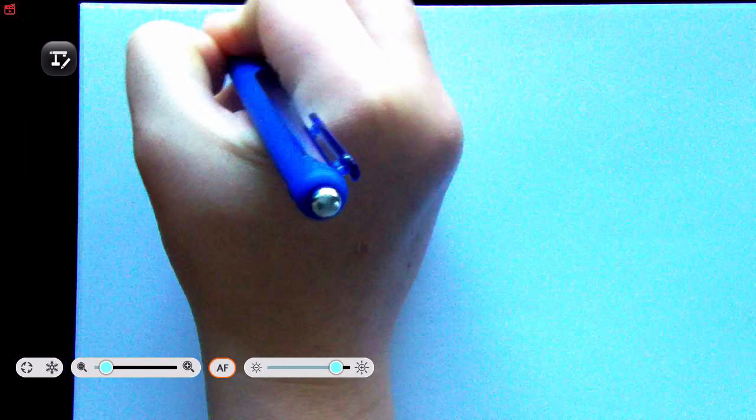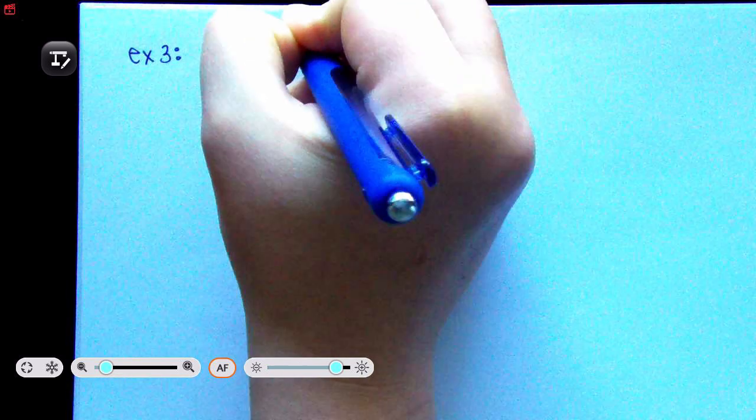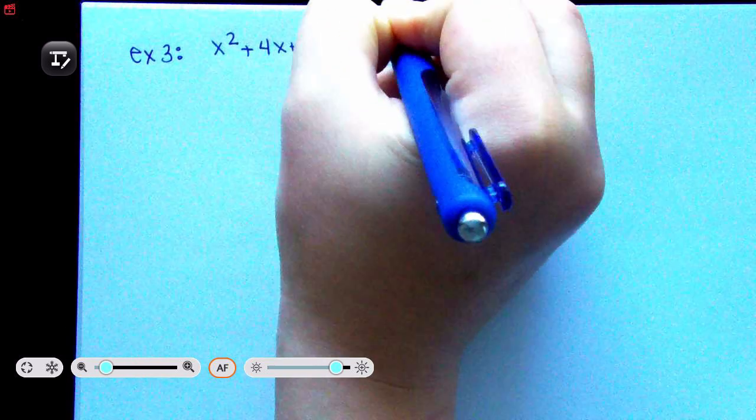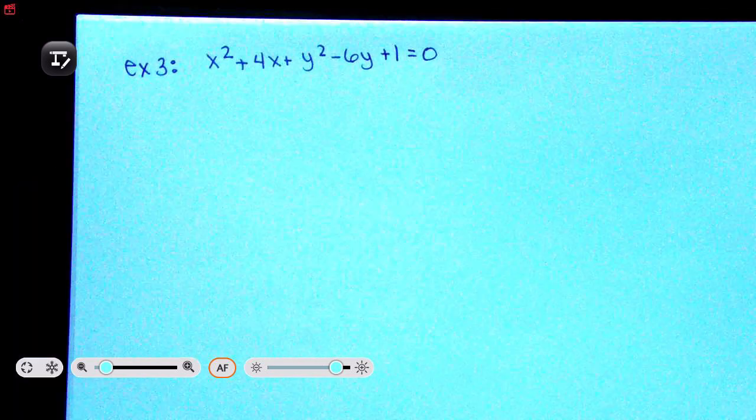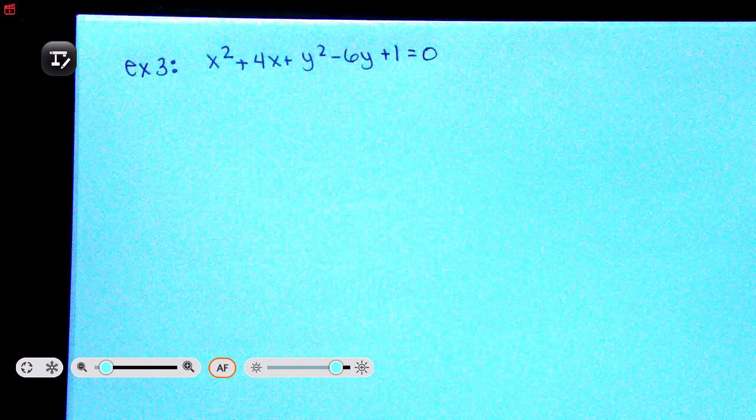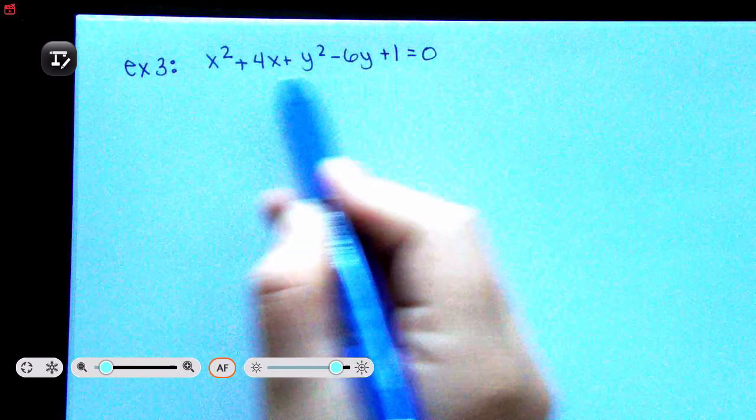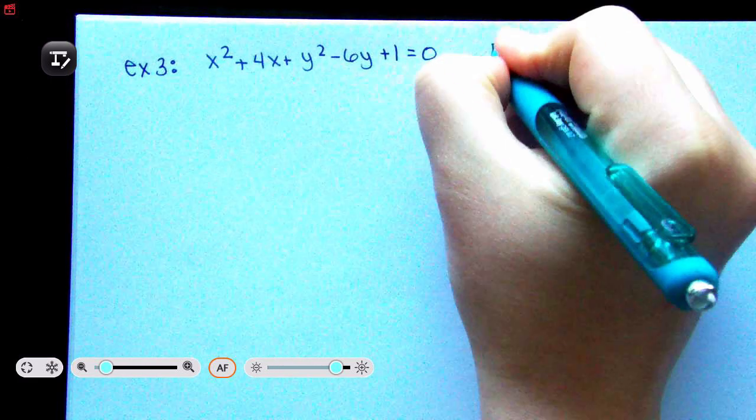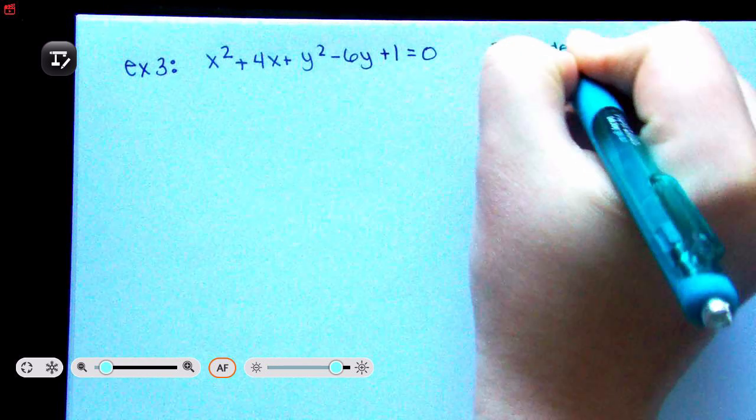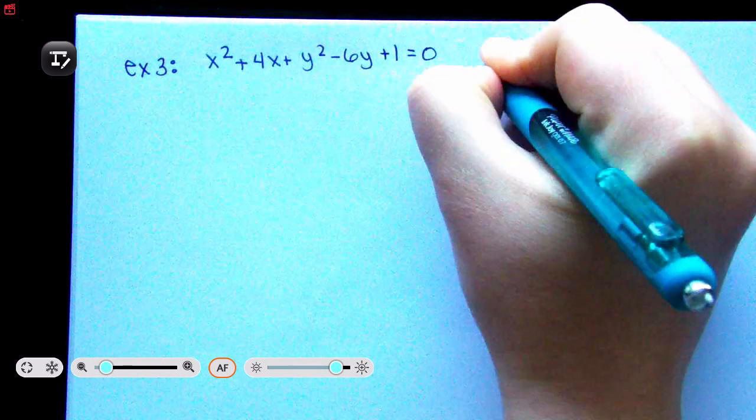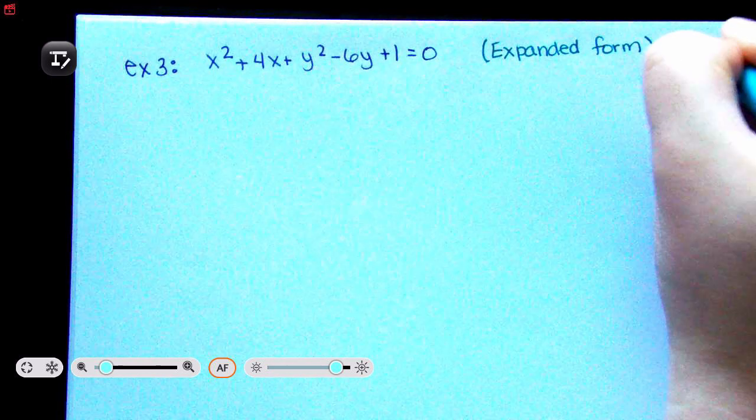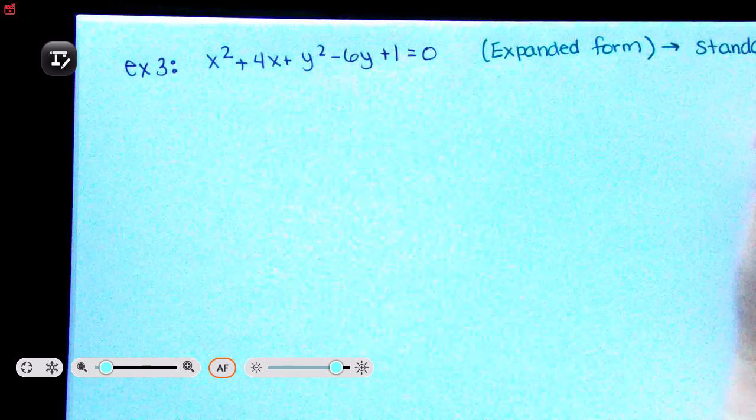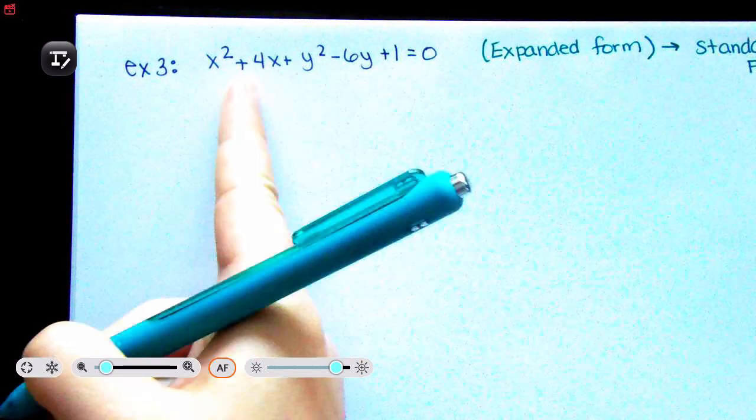All right, example 3. We have x squared plus 4x plus y squared minus 6y plus 1 equals 0. This right here is expanded form. So this is your general form, or I'm going to call it expanded. And our objective is to convert that to our standard form. So expanded, we want standard form.